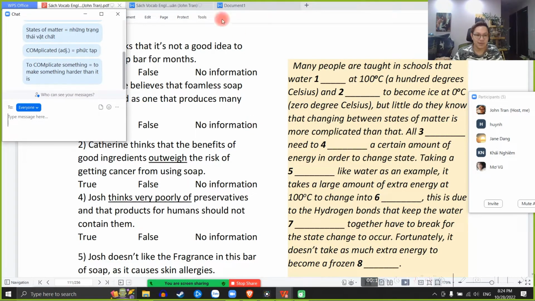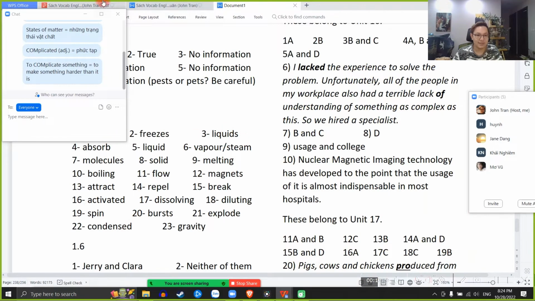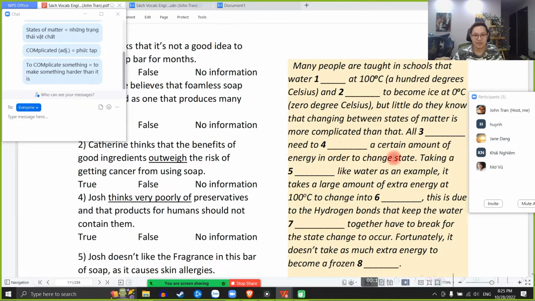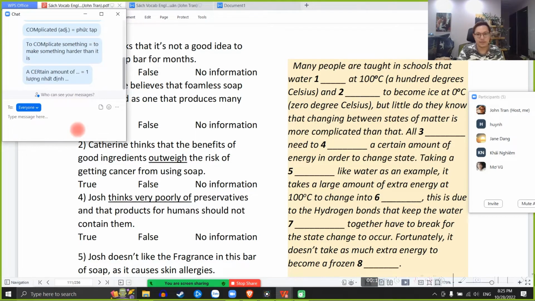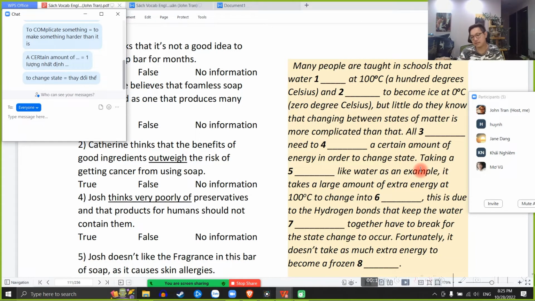Number 3 and 4. All liquids need to absorb a certain amount of energy in order to change state. A certain amount of something, to change state.